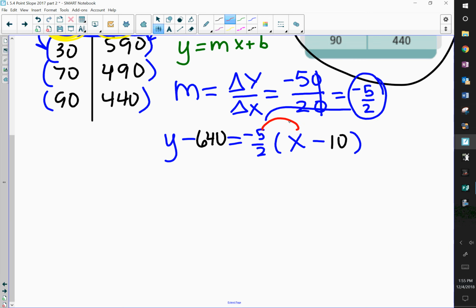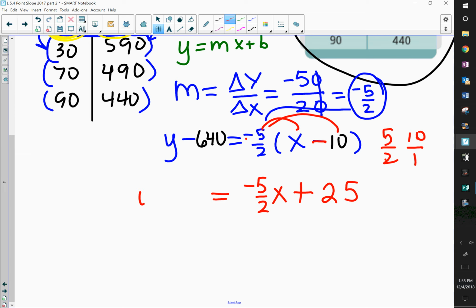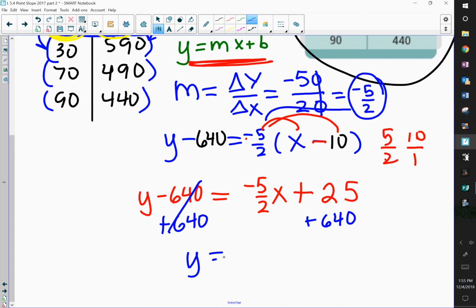Now you have to change it and transform it into slope-intercept form. So to do that, you distribute. Negative 5/2 times x is negative 5/2 x. Negative 5/2 times minus 10, a negative times a negative is positive. 5/2 times 10, 5 times 10 is 50, 50 divided by 2, that's 25. So to get this to be in slope-intercept form, which is this form up here, I just have to solve for y. So my last step is to add 640 to both sides. And you get y equals negative 5/2 x plus 25 plus 640 is 665.